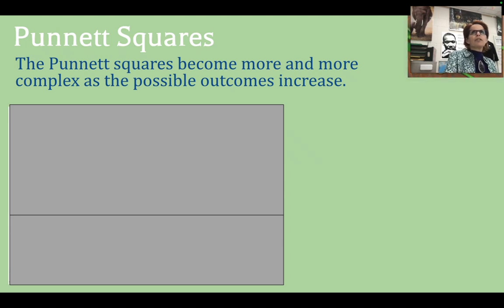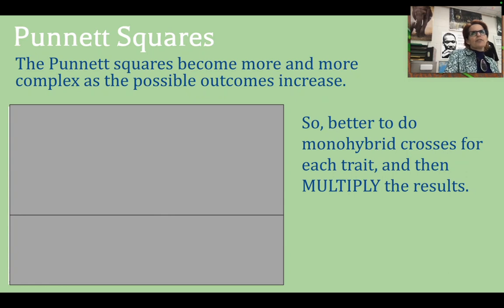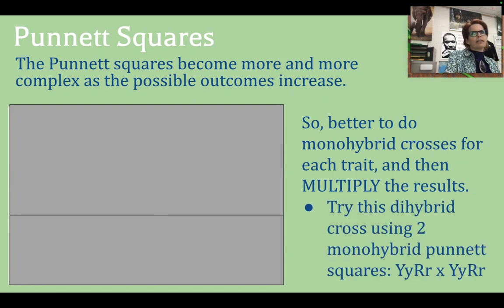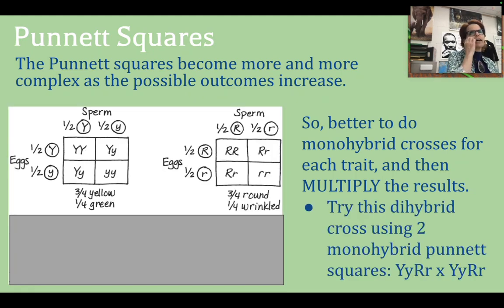All right, Punnett squares become more and more complex as the possible outcomes increase. So better to do monohybrid crosses for each trait and then multiply the results. So this is just a dihybrid where you have 2 traits. So the trait on the left is color and the trait on the right is the shape of it.